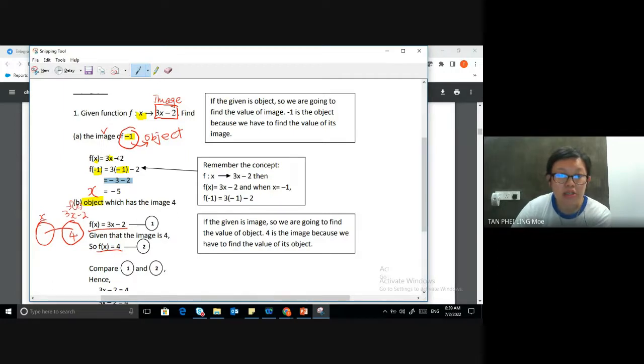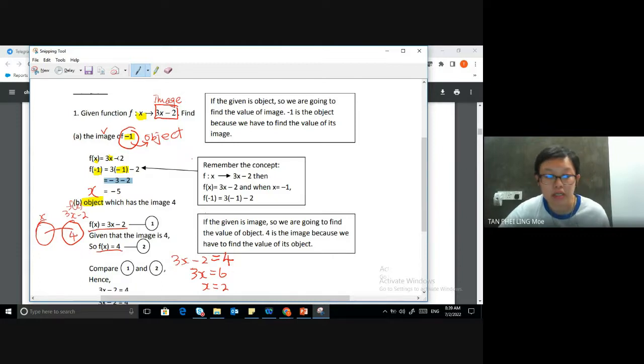So when you compare these two, you will see that 3x minus 2 actually equals 4. Then from there, you can solve the question already. 3x equals 6, x equals 2. So that is how we solve when you are given the image 4 and you're asked to find the object. Is it so far so good?